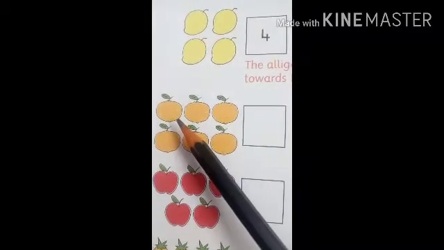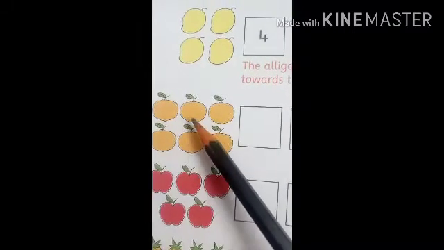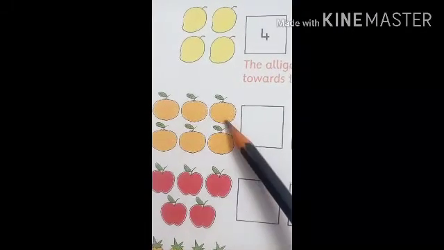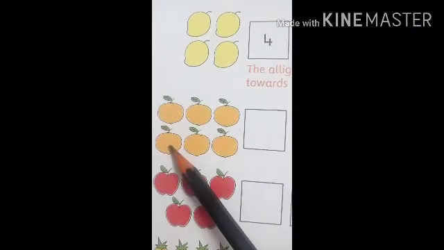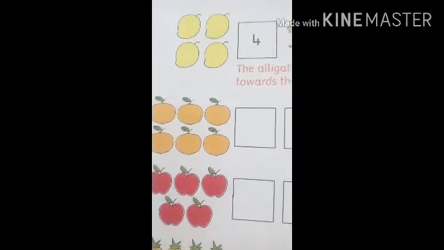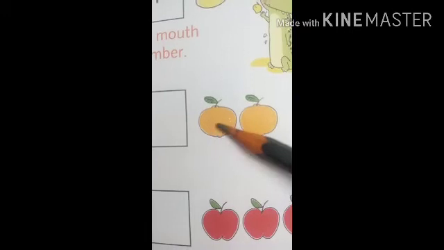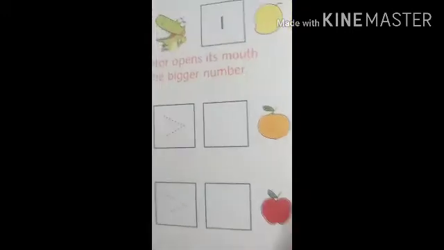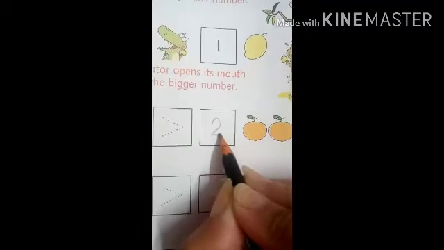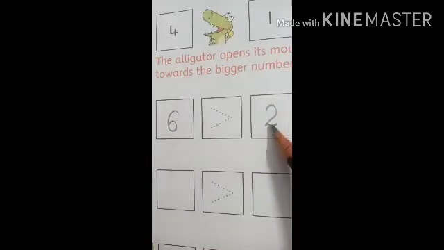so let's start with the oranges. 1, 2, 3, 4, 5 and 6. On the left side there are 6 oranges and on the right side 1 and 2. There are only 2 oranges. Now can you tell me which number is bigger? 6 is bigger or 2 is bigger?